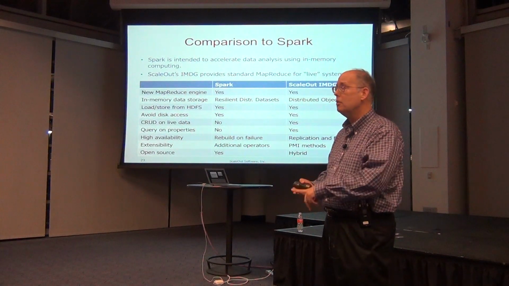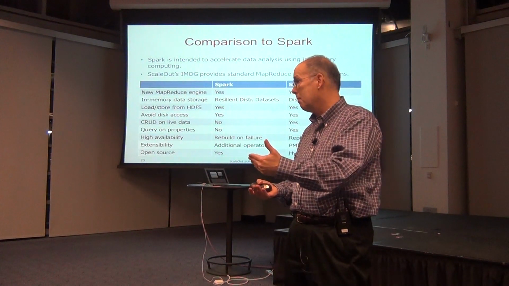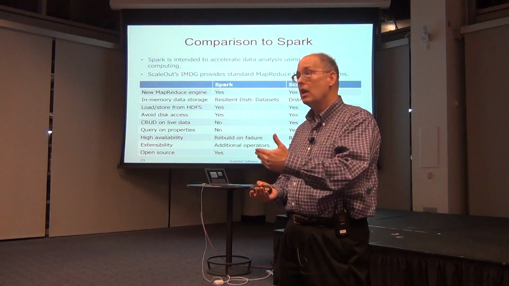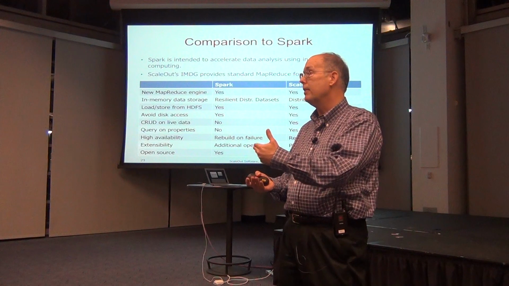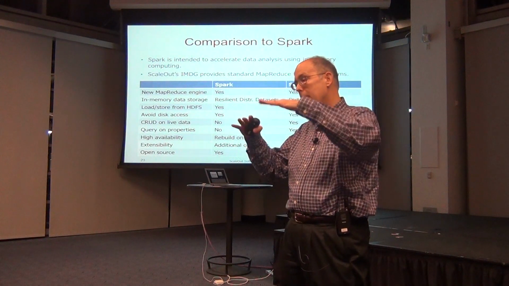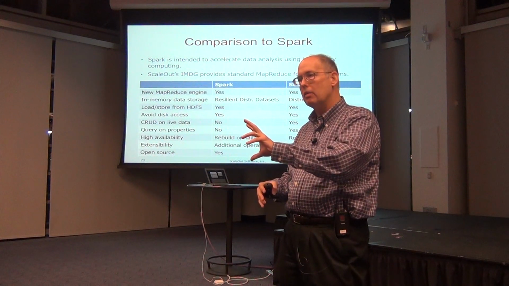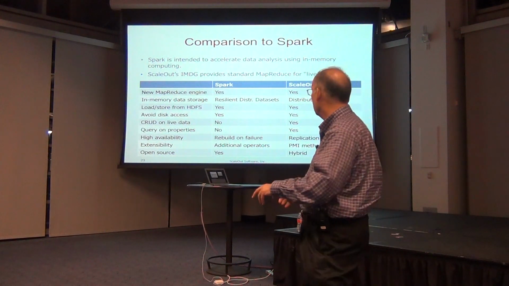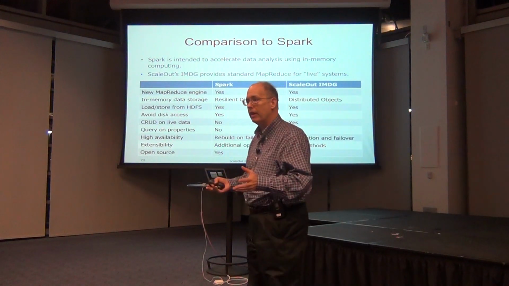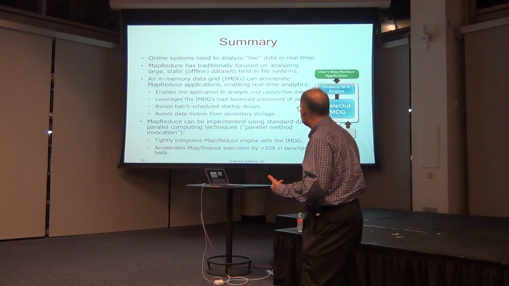The other thing is extensibility. As we all know, Spark has operators that go beyond MapReduce, and that's really terrific. We can implement such operators. We haven't yet, but they can be implemented with PMI, because if you remember, the PMI underlies this, and you can do anything you want in a PMI method. So, for example, you can implement filtering with a PMI, or any of the other operators that are available in Spark. So they both have extensibility mechanisms.